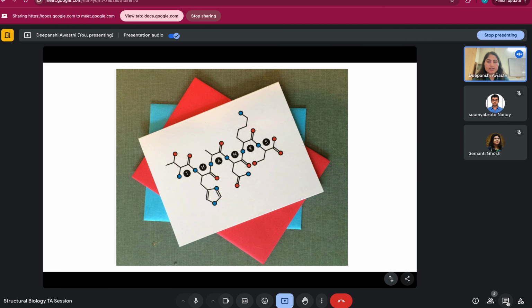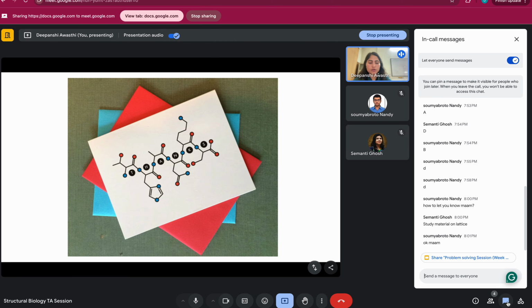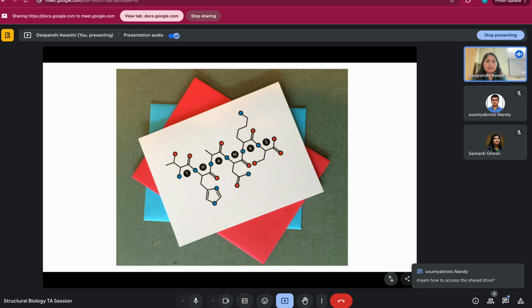I'll provide you the study material on lattice, and along with this, in your shared drive, I have also added a document about the people who have contributed to X-ray diffraction. It is a PDF in which many important concepts are covered, so if you are interested, you can read it. And about the lattice, I'll provide you a detailed document.